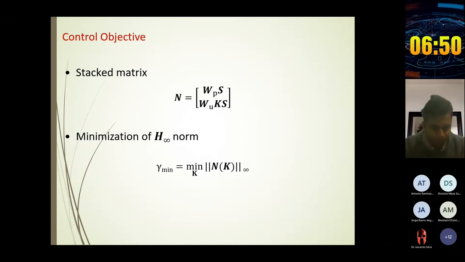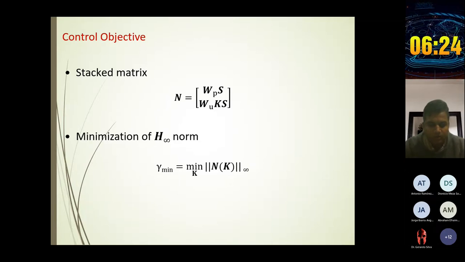So in this method, a controller is synthesized by minimizing an H infinity performance objective. The appropriate weights are selected in order to limit the magnitudes of the input and output signals. So basically the H infinity optimal controller is obtained, for which the infinity norm of the stack matrix N, based on mixed sensitivity specifications, is minimized.